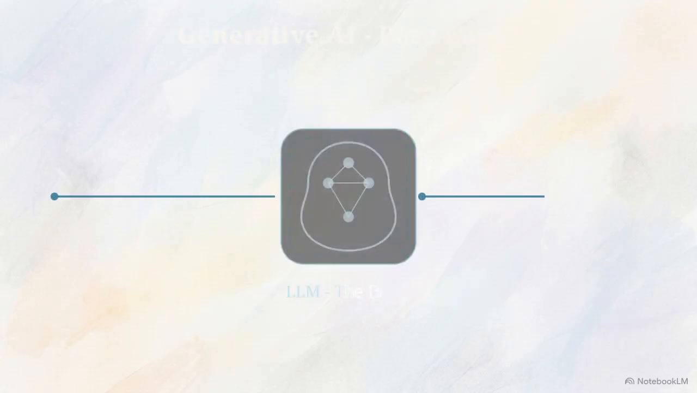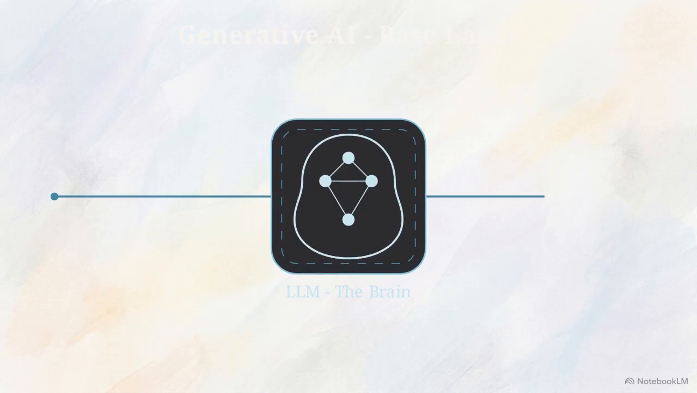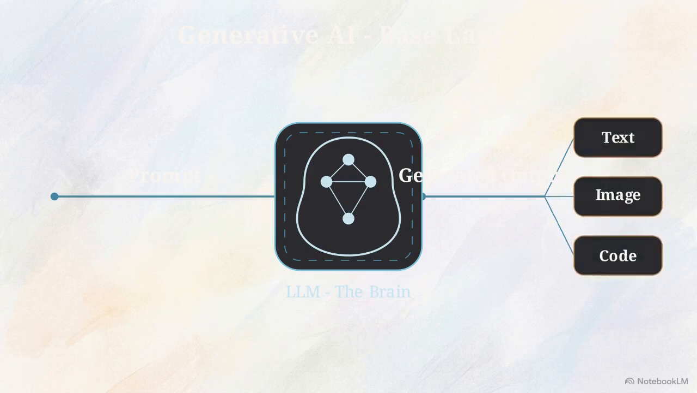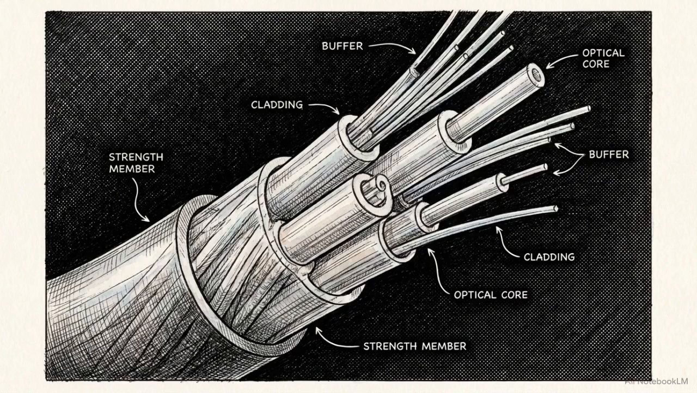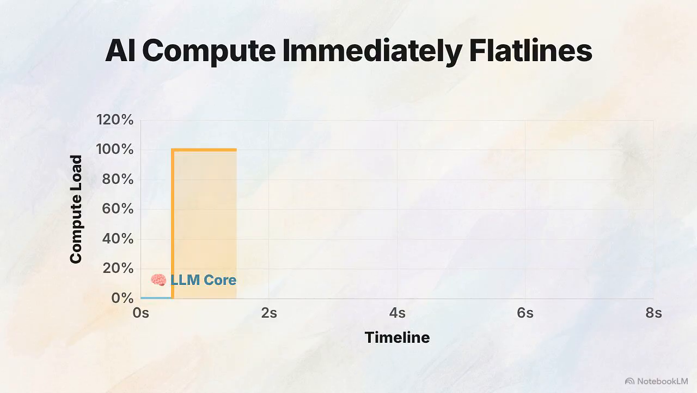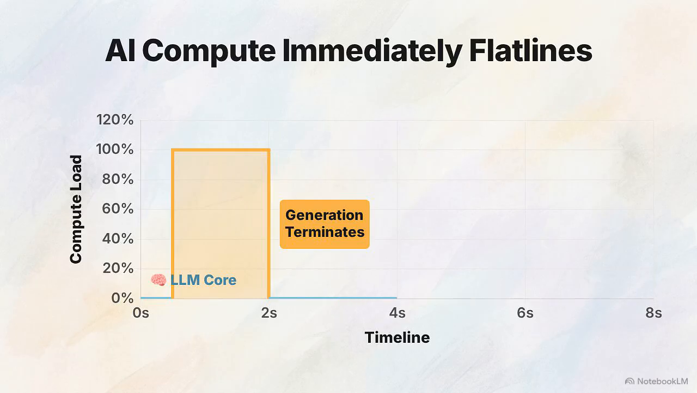This block diagram isolates a base layer of generative AI. At the center sits a large language model, functioning as the computational brain. Its primary function is straightforward. It ingests a prompt, processes it, and generates an output, whether text, an image, or code. That isolated flow exposes the first hard architectural constraint of the system. It is entirely reactive. The software sits perfectly dormant until a human manually initiates a query. The compute job then terminates the exact millisecond the output generation is complete. It has no continuous active state.